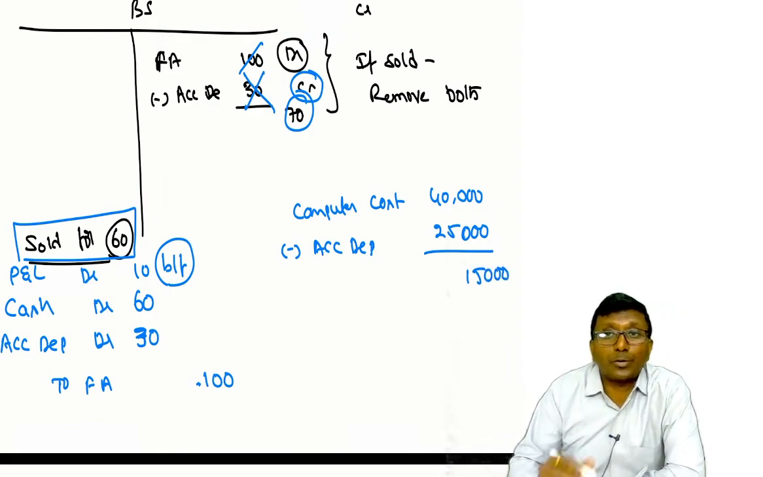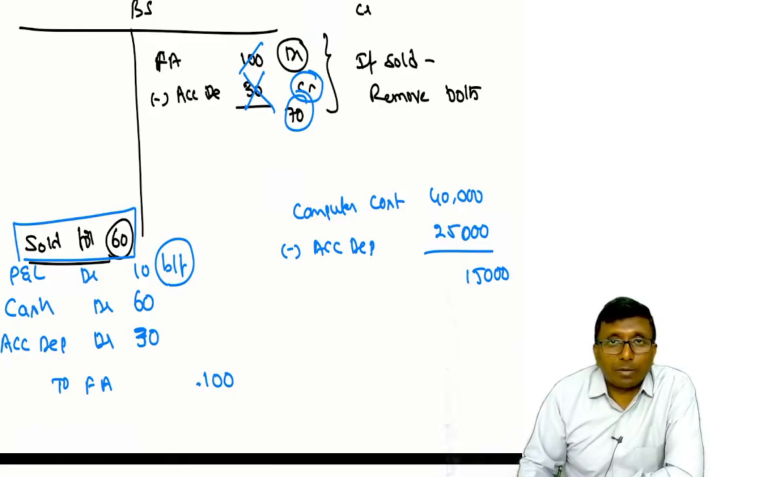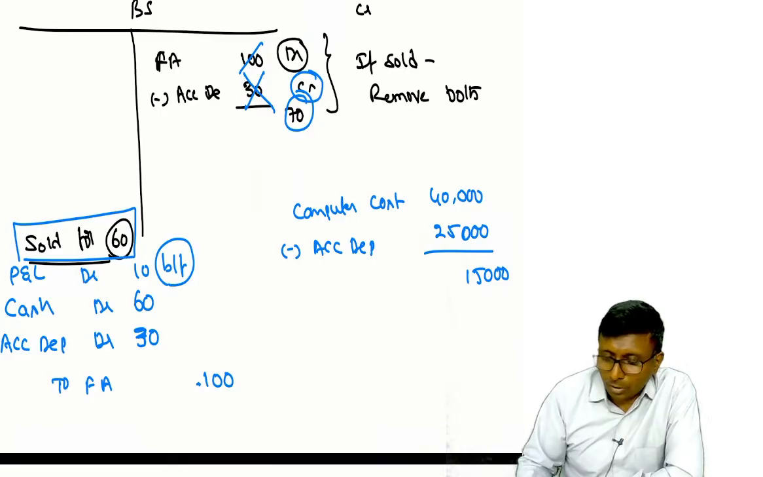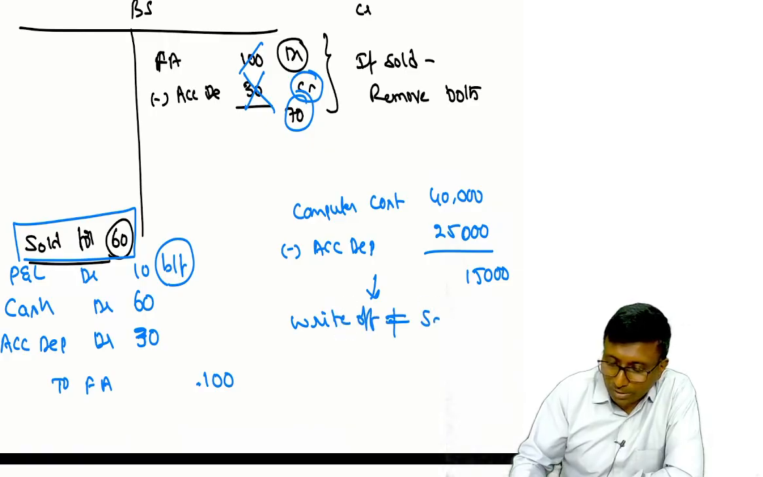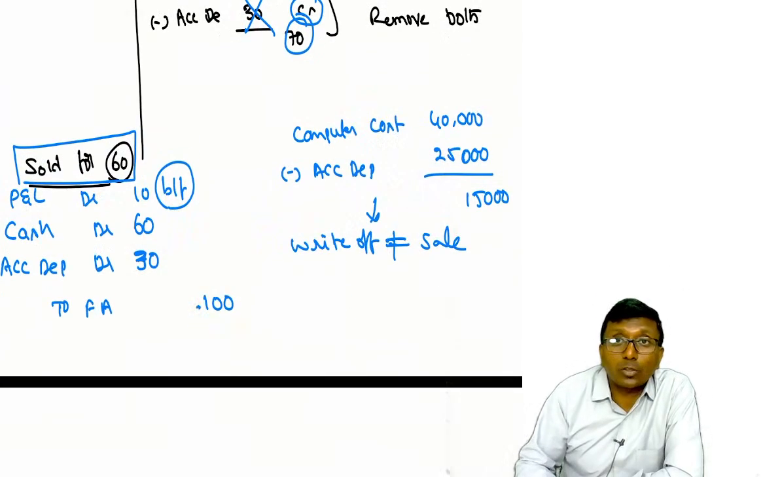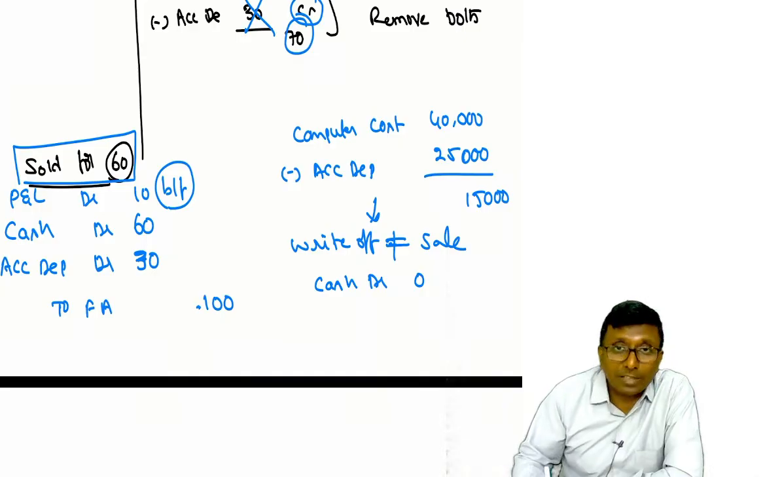Now, this computer is missing. Let it be missing, I don't have a problem. But what should I do? You have to write off. Write off means gone. It's missing. It is not equal to a sale. Do you get cash? Whom did I sell to? So cash account debit is 0, nothing will come. But the asset should be removed from the books of account.